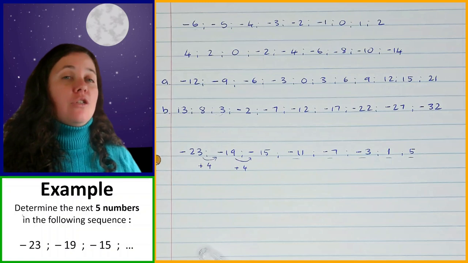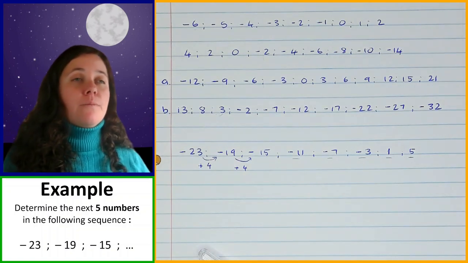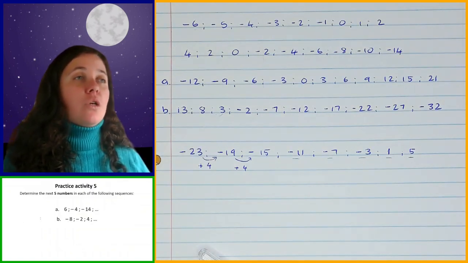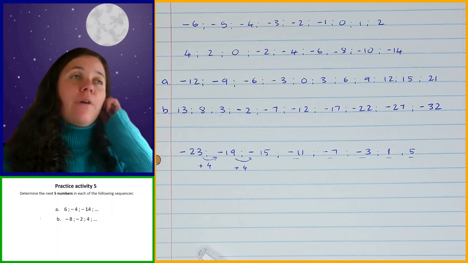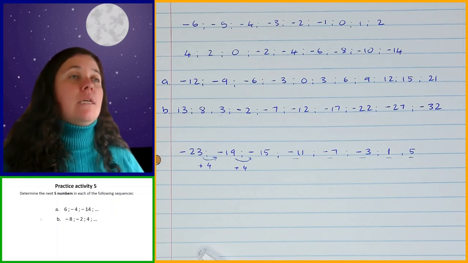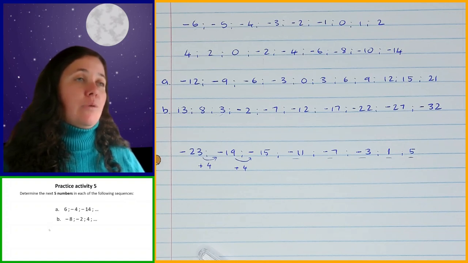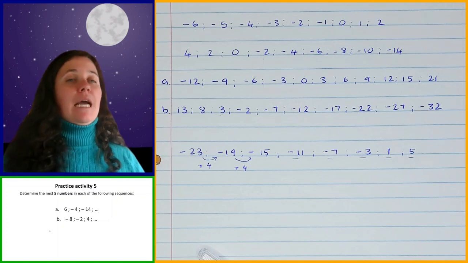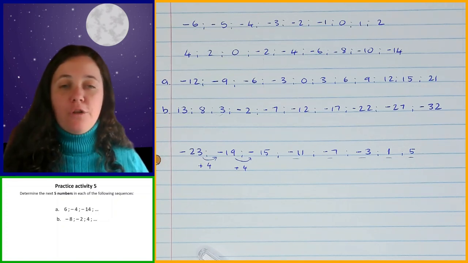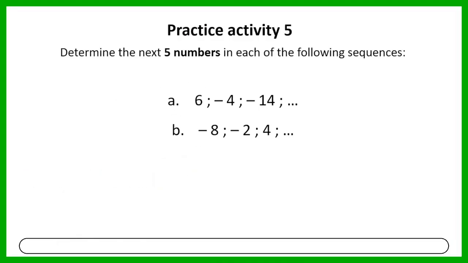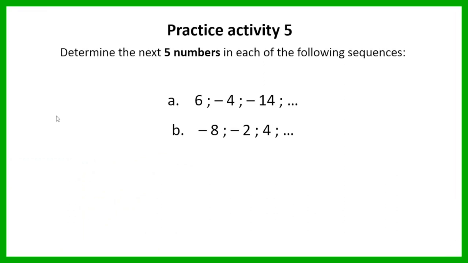Okay, so now you're going to do a couple yourself. Okay, so you've got question A. You have to find the next five numbers in the sequence 6, negative 4, negative 14. And B, you have to find the numbers in the sequence negative 8, negative 2, and 4. So I'm going to make this big for you so you can see it, and I'm going to give you 3 minutes to work on this one.